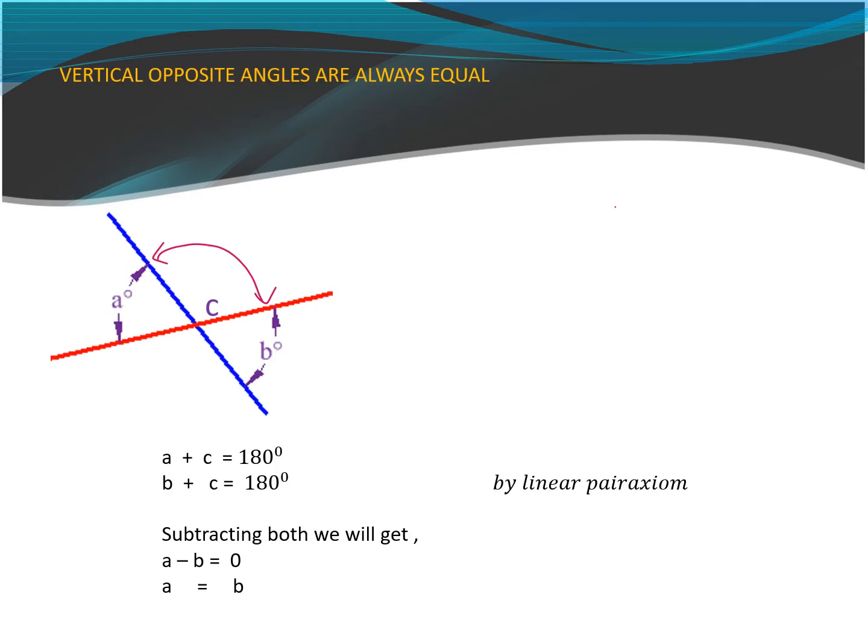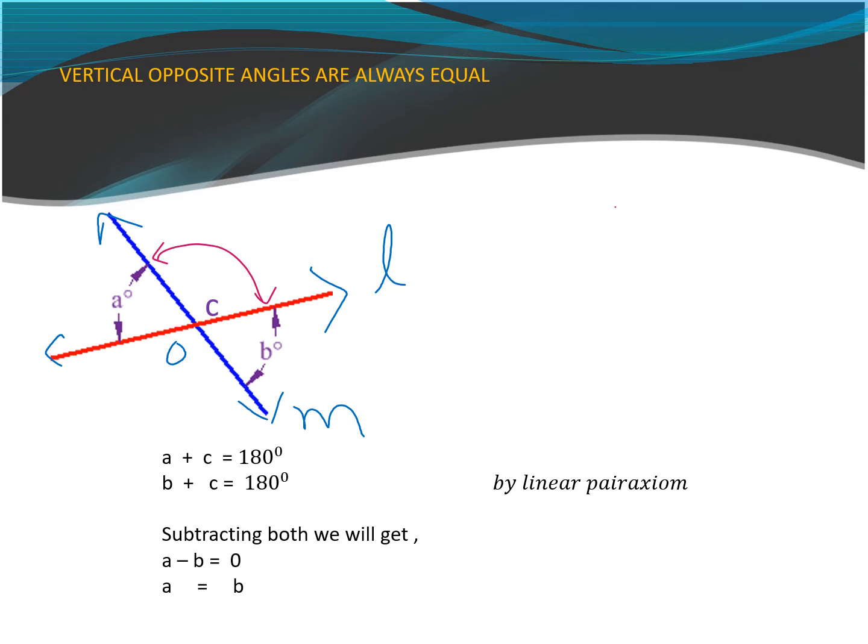Let us prove how vertically opposite angles are always equal. In the previous slide, we have seen that angles on a linear pair always form 180 degree, that is, they are supplementary. So L is a straight line and M is another straight line intersecting at point O, suppose. So angles on L form a linear pair by the axiom.